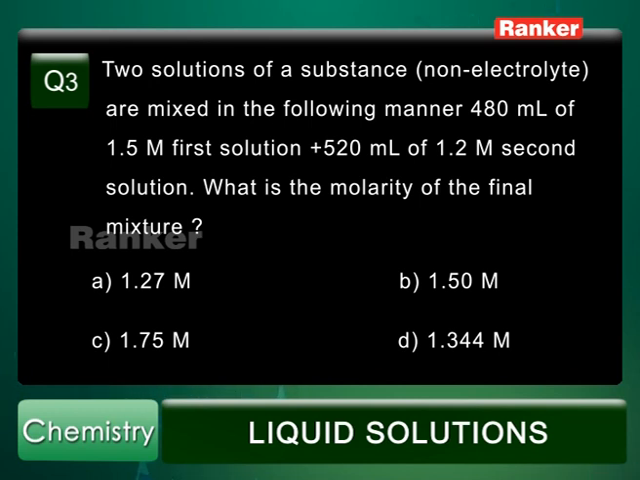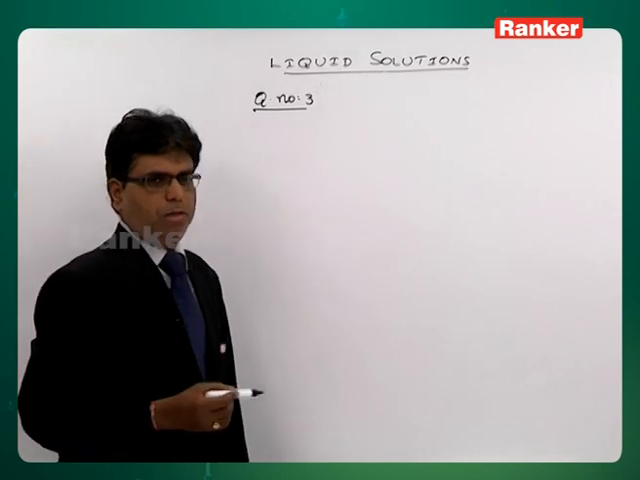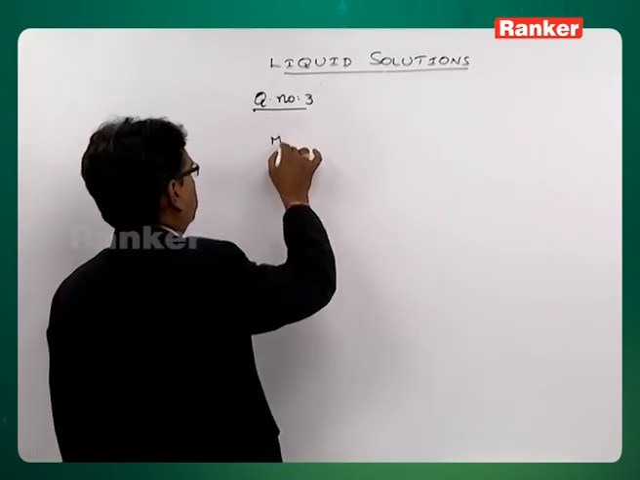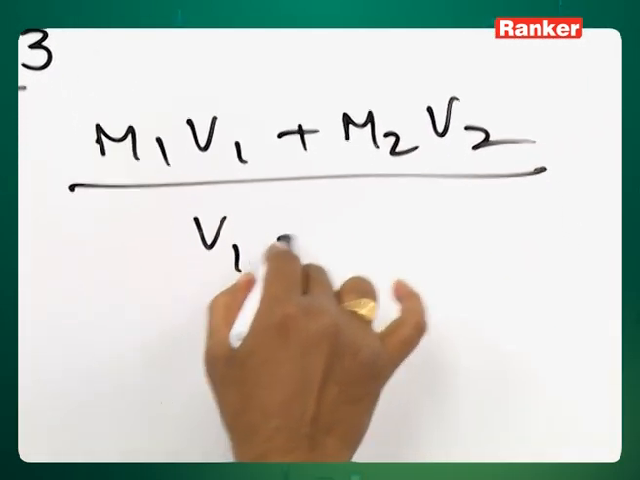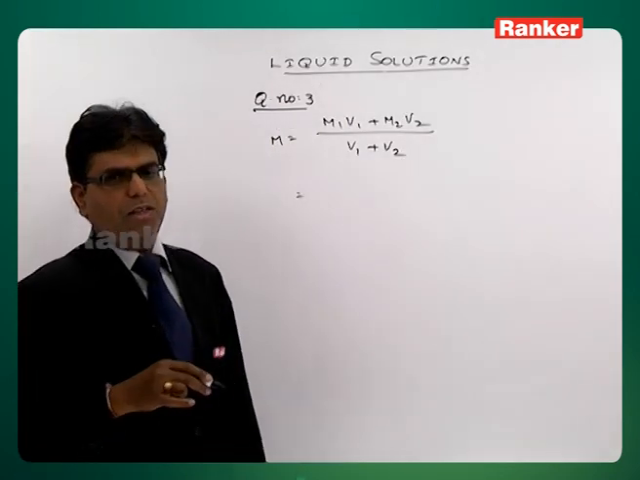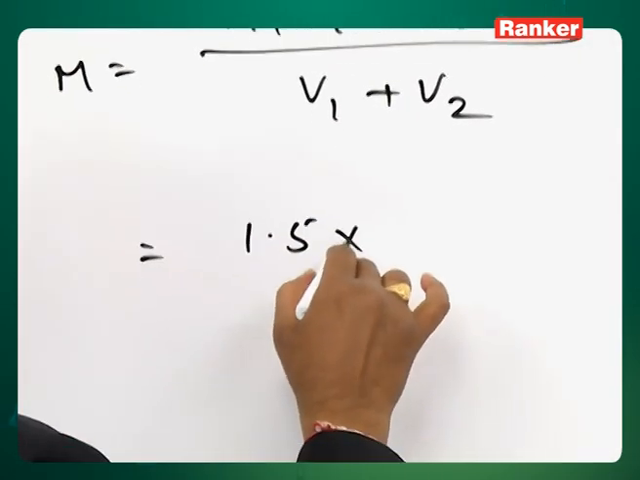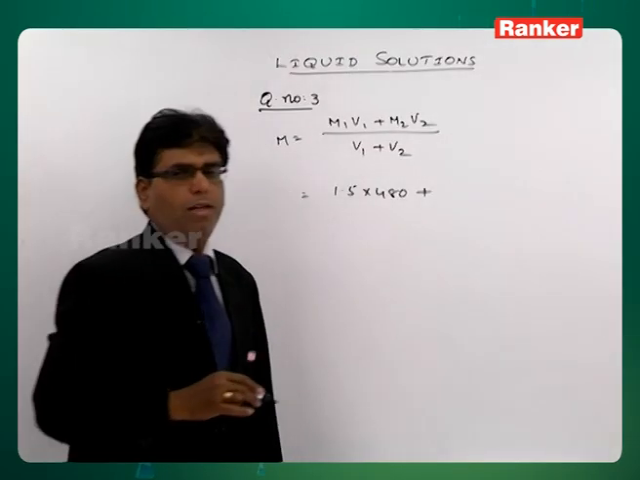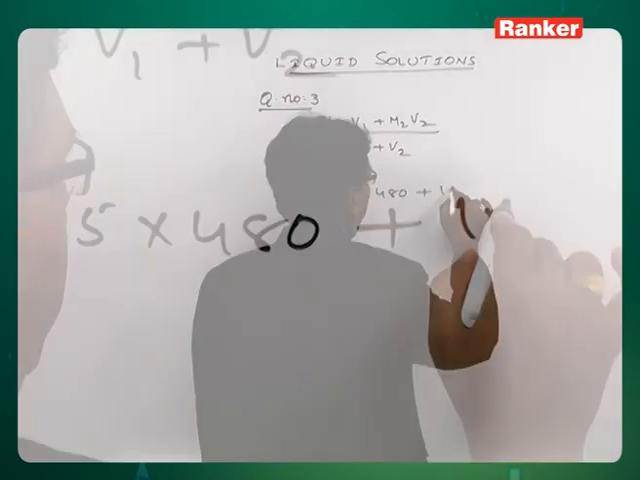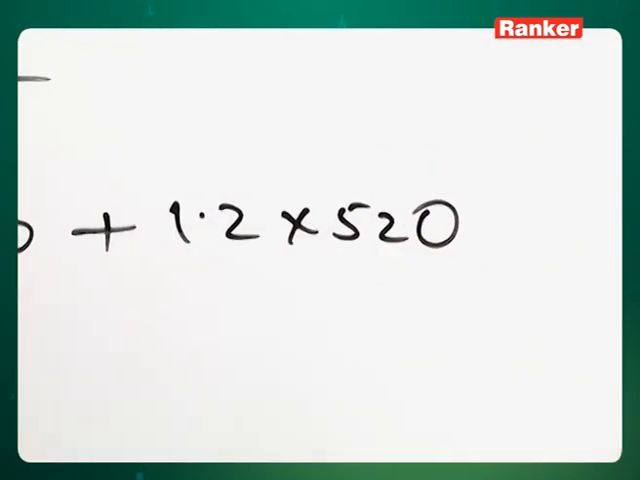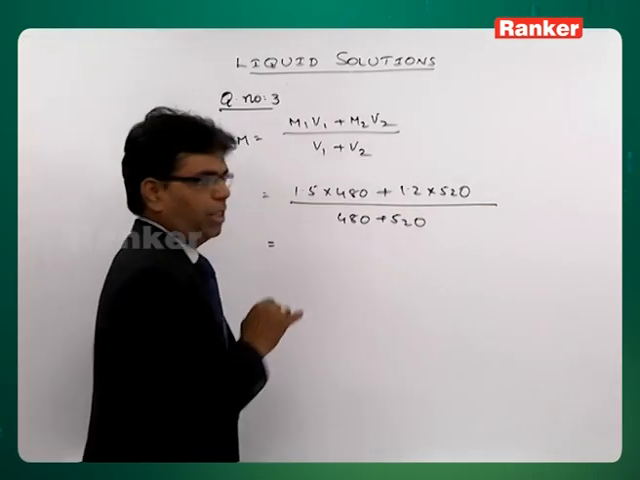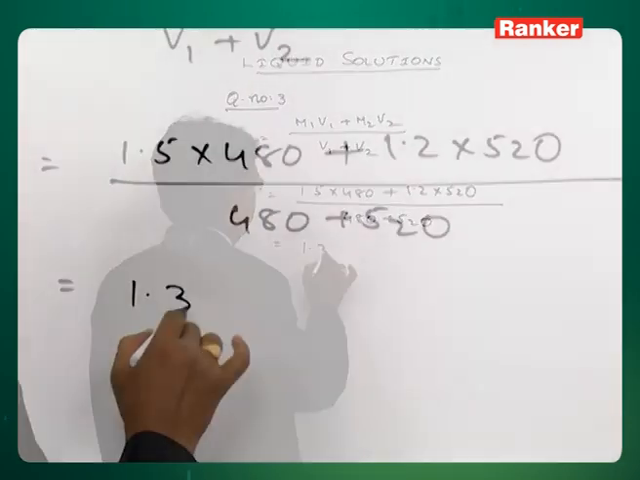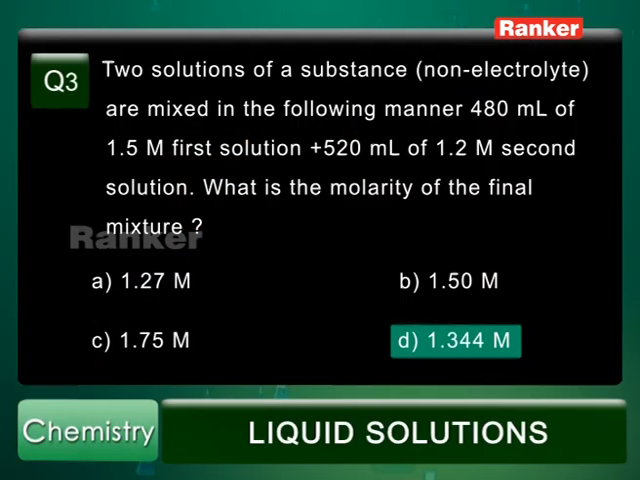This is again similar to the previous question, question number 2, where we have to find the resultant molarity. Resultant molarity is equal to M1 V1 plus M2 V2 by V1 plus V2. M1 given is 1.5 molar, so 1.5 into volume 480, plus M2 V2, that is 1.2 molar into 520 ml, divided by V1 plus V2, that is 480 plus 520. If you do the calculation, we get 1.34 molar. So, the answer is 1.34 molar, that is option D.